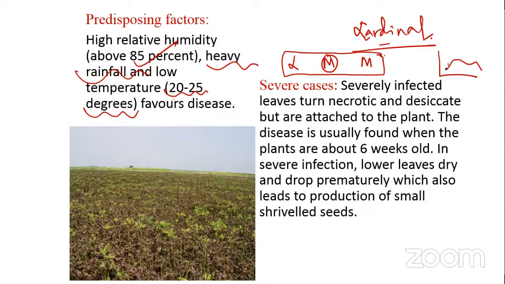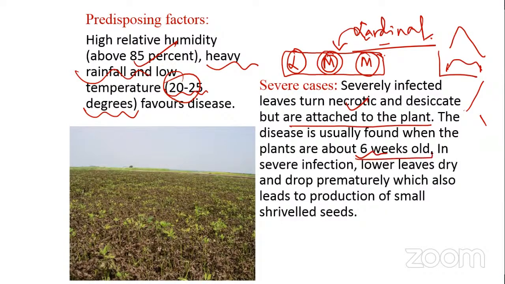If you have the minimum and maximum temperature, then we can check the trend of the particular pathogen, whether it is following a normal distribution or having a trend like this. So that's why we study all of minimum, optimum and maximum, which together make up the cardinal temperature. So the optimum is usually 20 to 25 degrees Celsius, right? Then the severely infected leaves turn necrotic and desiccate, but remain attached to the plant. The disease is usually found when the plants are about 6 weeks old.